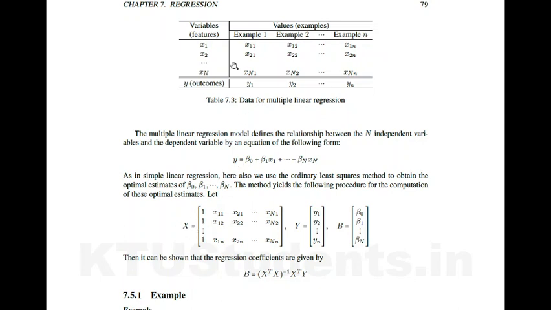X can be, initially for beta naught, the coefficient is actually x naught, and the coefficient is 1 here. Therefore the first column will be 1, 1, 1, then x11, then x12. For the first record, it will be x11, x12, x1n. For the second record, row wise, it will be x21, x22, x2n. Then the last will be xn1, xn2, xnn. Then the outcome is similarly y1, y2, etc., yn. And the estimates are beta naught hat, beta 1 hat, etc., beta n hat.